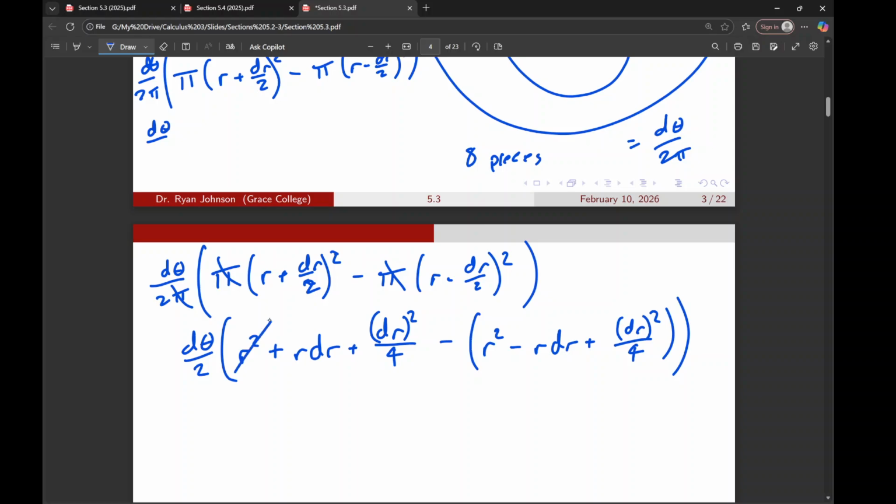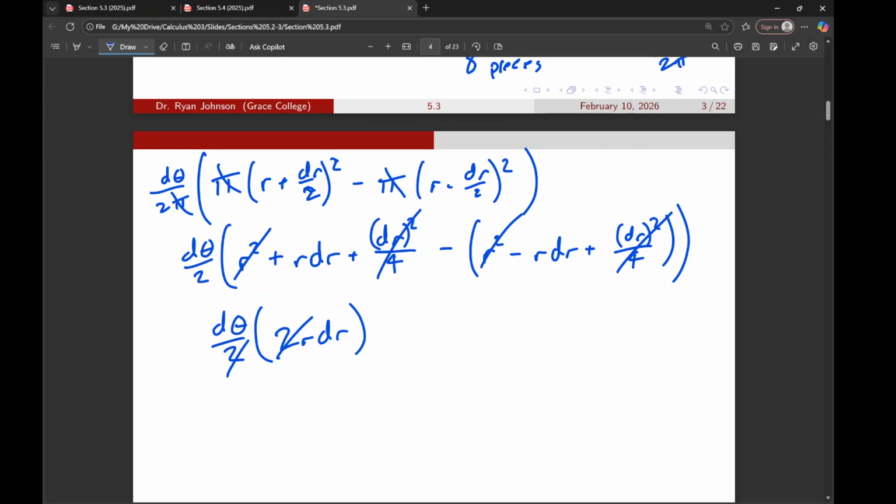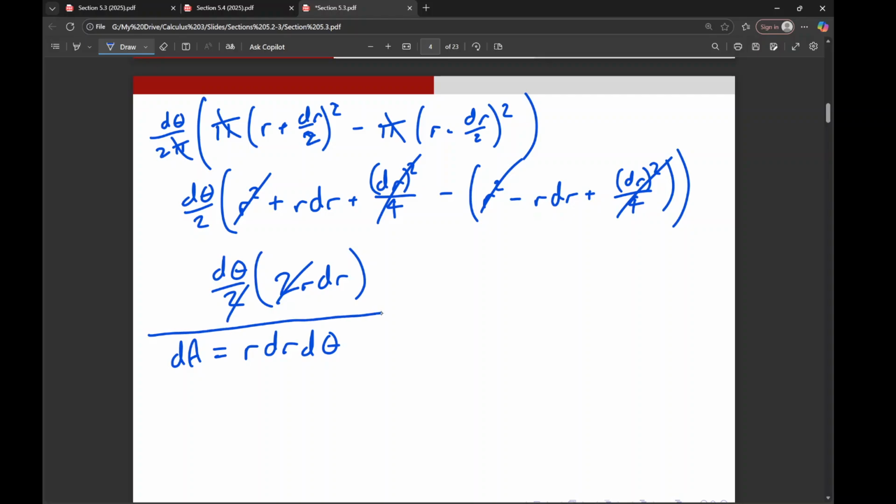Simplifying, r squared minus an r squared. dr squared over 4 is going to be minus a dr squared over 4. And so you're left with d theta over 2 times 2r dr. Well, the 2's cancel out, and we're left with r dr d theta. And so that's what our dA is. So if you got lost during all the algebra, the main takeaway is that this is why when we switch to polar, we get an extra r.